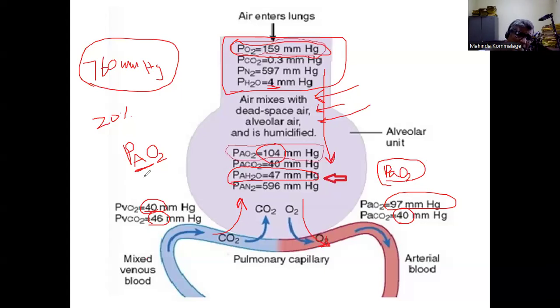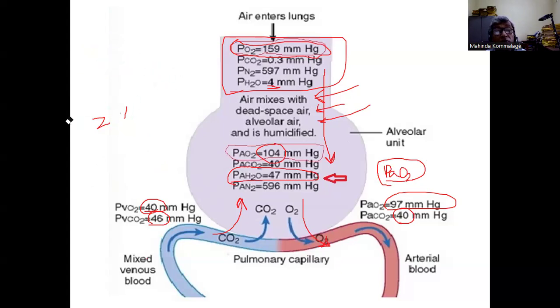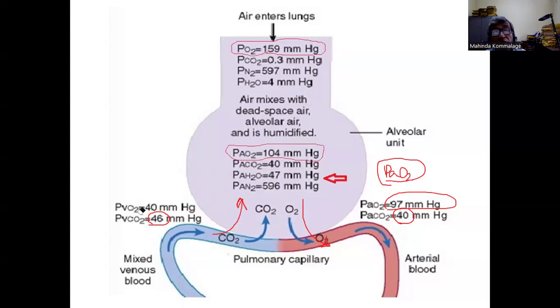Sometimes you might see these symbols in the diagrams and the books. You might be confused about why it's a capital A and why it's a simple A. Capital A is always alveoli. Simple A means arterial. Partial pressure of oxygen in the artery, partial pressure of oxygen in the alveoli. That you need to remember. Right. So, we will erase them.